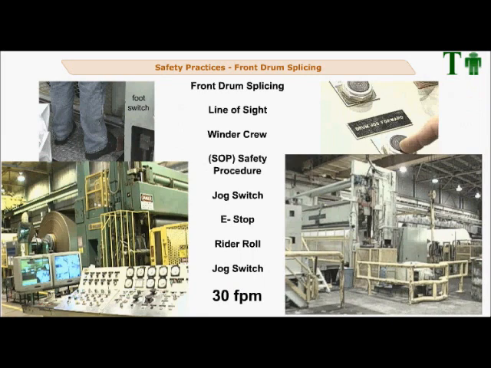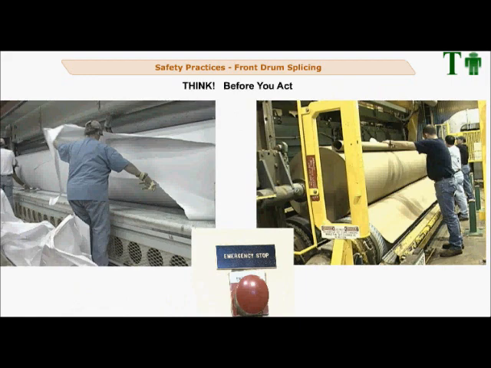To minimize injury in the event a crew member gets caught in the winder, the jog and thread speeds should be set at 30 feet per minute maximum. Think before you act. If a wad of paper or that new tail is going into a nip under the spliced roll, let it go. Do not try and get it. Stop the winder.